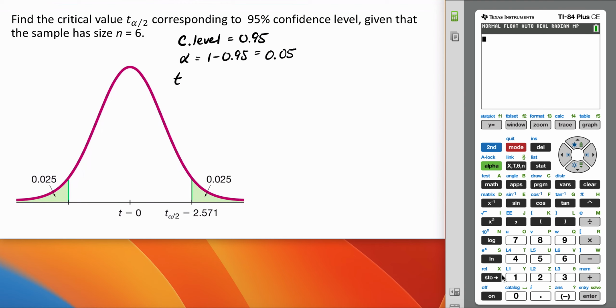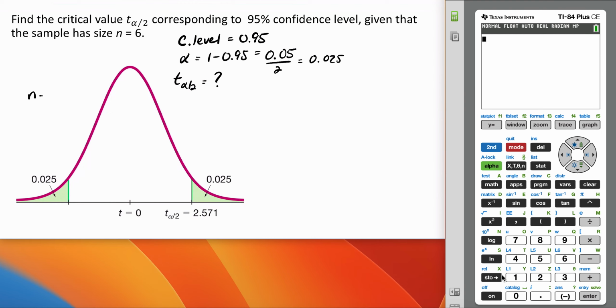We're also looking at the critical value of alpha divided by 2. So this means we're going to be looking at a two-tail distribution on the t distribution. So if we take 0.05 and divide that by 2, that gives us 0.025, which is the area on the left tail and the right tail of the distribution. Okay, so what is this critical value?